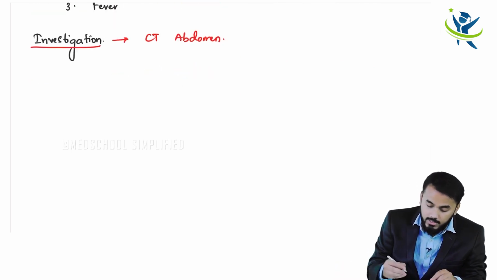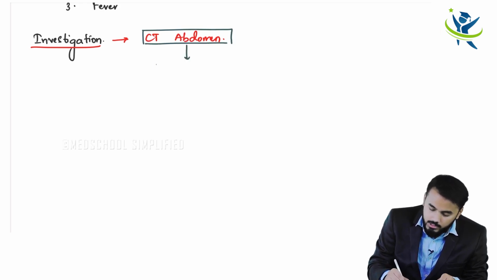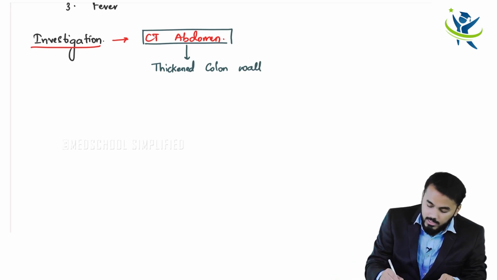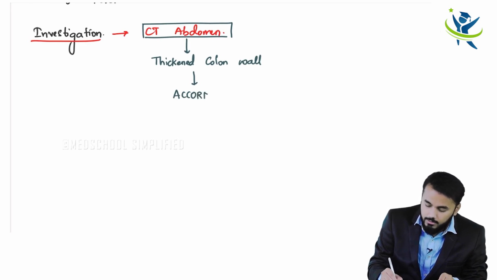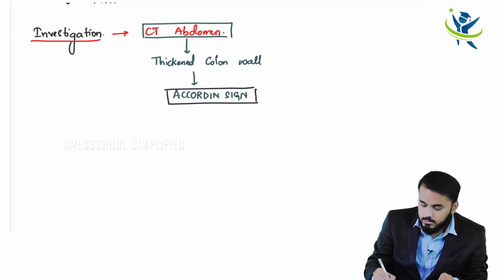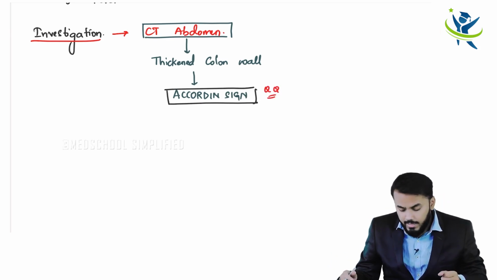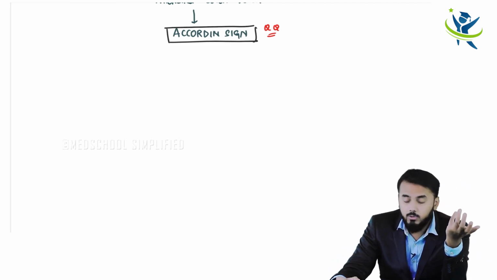Okay, so let us go back to the topic now. What I was telling, when you do a CT investigation, you see one finding, that is a thickened colon wall. And not only that, you also see another important sign, that is the accordion sign. Clear? Right.